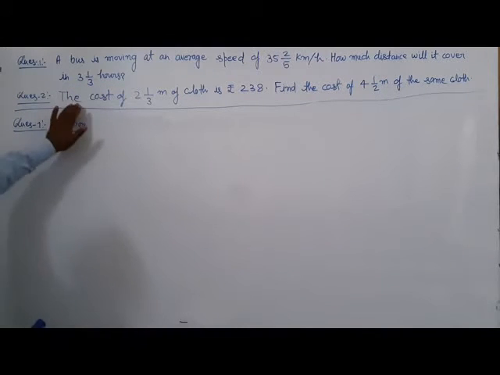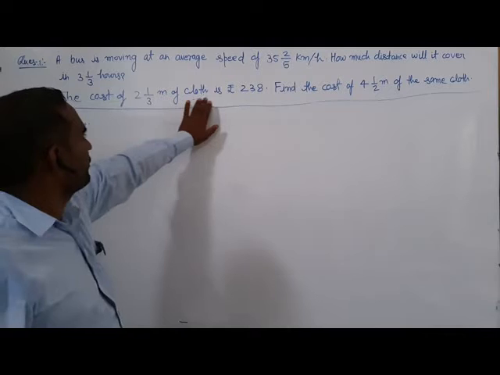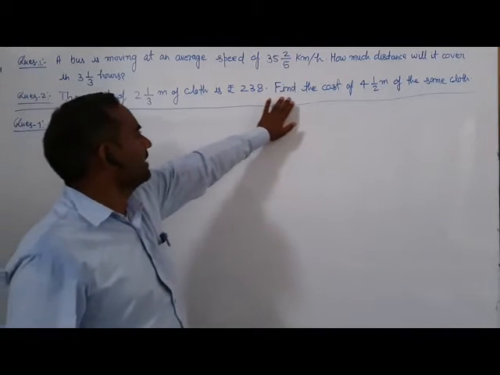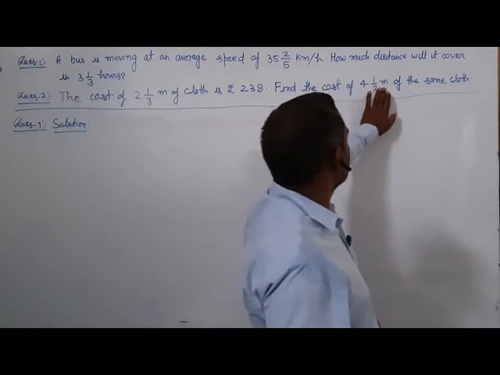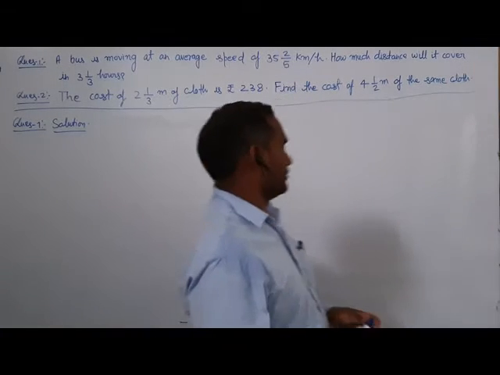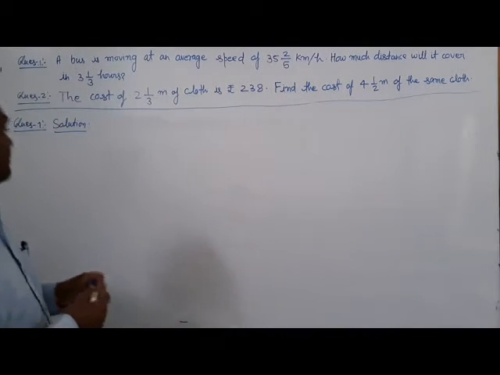And second question: the cost of 2 1/3 meter of cloth is rupees 238. Find the cost of 4 1/2 meter of the same cloth. So start from question number first.